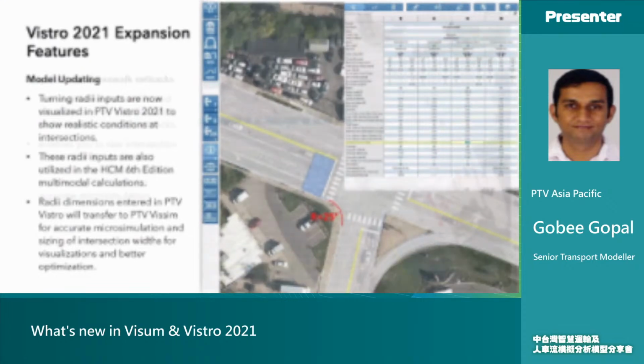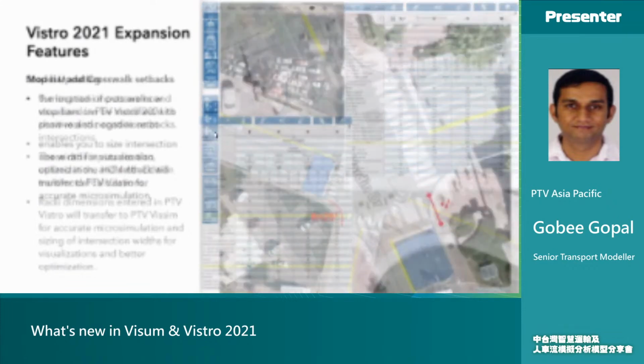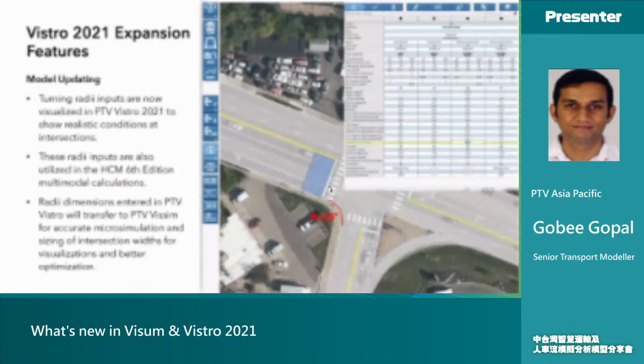Thank you. So for model updating, you can have detailed turning radii input, now visualized in PTV Vistro 2021 to show realistic conditions at intersections. These radii inputs are also utilized in the HCM 6th edition multimodal calculation. Radii dimensions entered in PTV Vistro will transfer to Visum for accurate micro simulation and sizing of intersection width for visualization and better optimization. So detailed geometry will be included in the delay calculation.